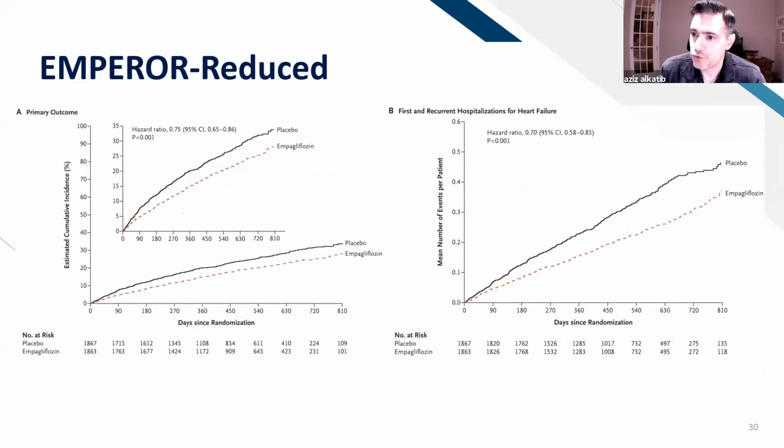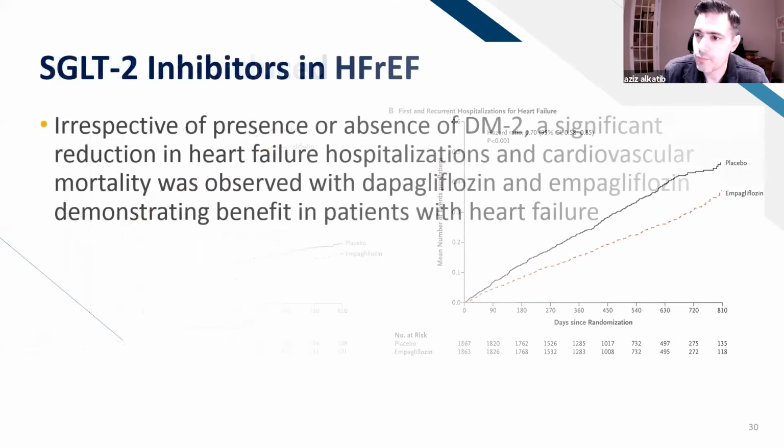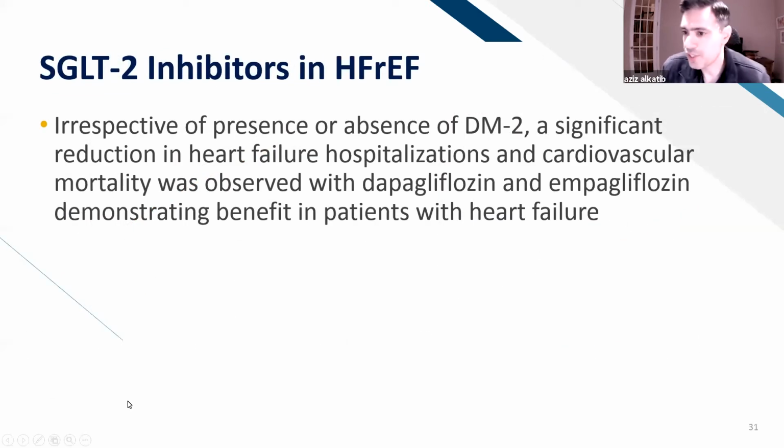The EMPA-REG Reduced trial then came out, very similar in trial design to the DAPA-HF in that they studied heart failure patients. The inclusion criteria, again, did not specify diabetic patients, and roughly half did not have diabetes. And you can see here for both the primary outcome and the reduction in heart failure hospitalization, this was a highly significant positive trial. And so now to summarize the heart failure studies, irrespective of the presence or absence of type 2 diabetes, there's a significant reduction in heart failure hospitalizations and cardiovascular mortality observed both with dapagliflozin and empagliflozin, demonstrating a clear benefit for patients with heart failure.